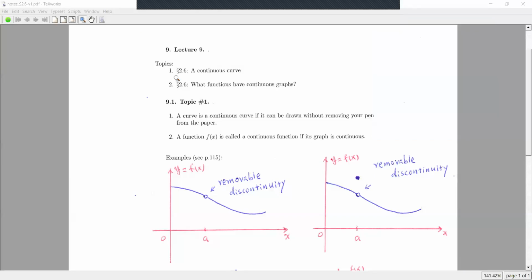Section 2.6, two topics today. Topic 1, what is a continuous curve? Topic 2, what functions have continuous graphs?